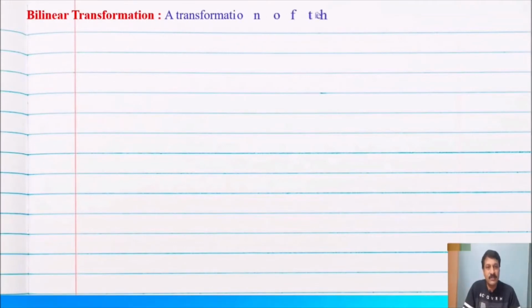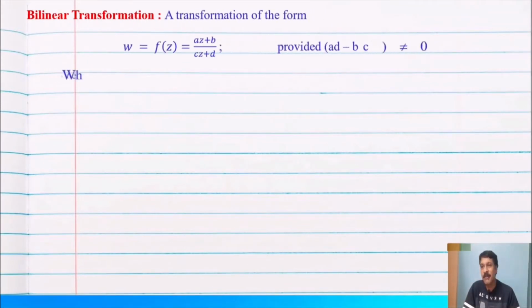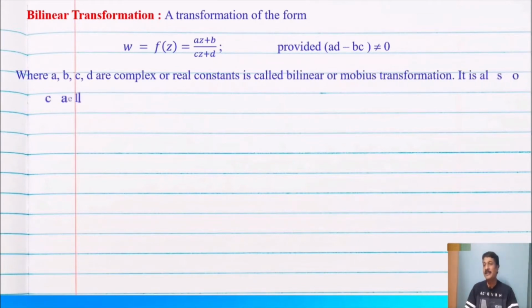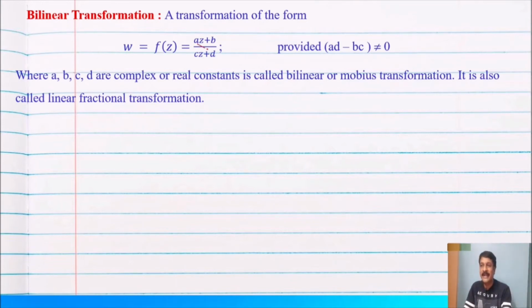Now the very important part of this conformal mapping is the bilinear transformation, because without fail there will be examples on this bilinear transformation in the exam. A transformation of the form W equal to f of z equal to az plus b upon cz plus d, provided AD minus BC is not equal to 0, where A, B, C, D are complex or real constants, is called bilinear or Mobius transformation. It is also called linear fractional transformation.